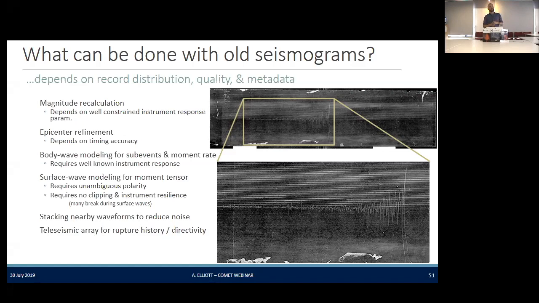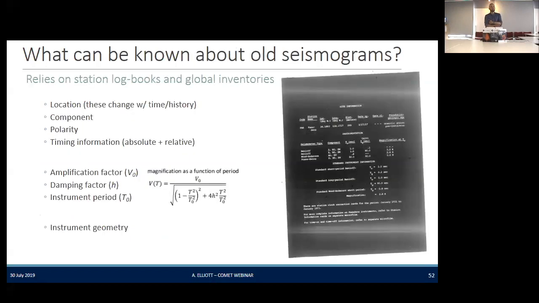that exist. If you're confident in everything, you can actually do body wave modeling for the sub-events and moment rate. This requires also well-known instrument response. Surface wave modeling and comparing amplitude ratios to obtain the moment tensor of the earthquake and understand the focal mechanism. It's one of the important things that we want to do with, for example, the Changma earthquake, because of these ambiguities about how it started, which faults contributed, and how it propagated along the system. The other thing that's possible with the density of networks, for example, in Europe, is to conceivably stack the seismic records in order to get a more robust signal of the event within a localized network.